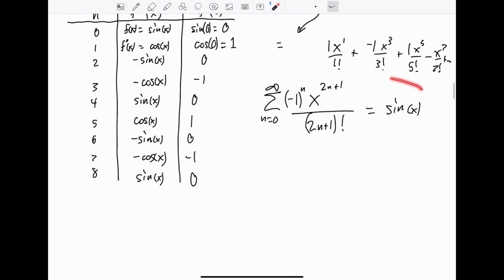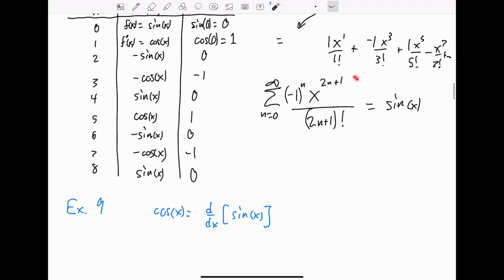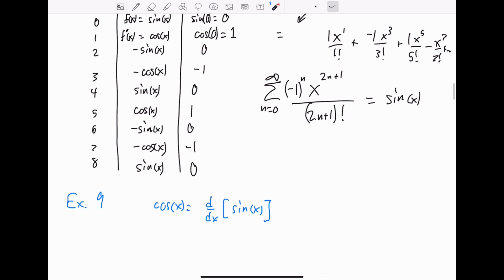Here's our Maclaurin series for sine. We know that that converges to sine of x for all values of x. And now I want to find the Maclaurin series for cosine for example 9. And we know that cosine is the derivative of sine. Well, we just saw that this is the Maclaurin series for sine. So instead of taking the derivative of sine, we can take the derivative with respect to x of this Maclaurin series. Now I know there's a lot going on here, but remember this is just like an infinite polynomial. So we're going to take the derivative of this power series with respect to x.